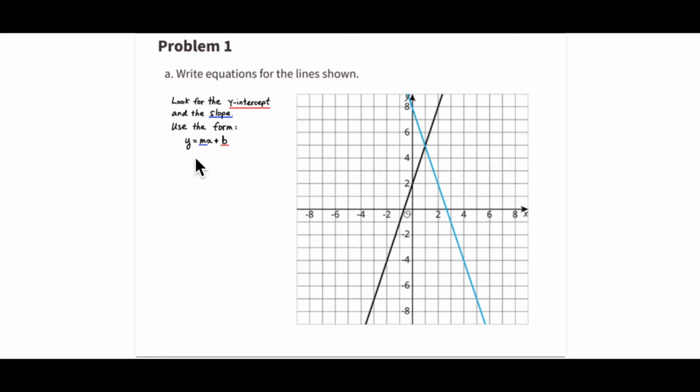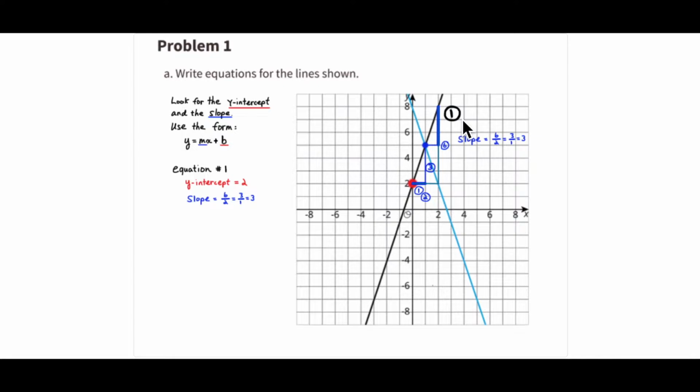This is called the slope-intercept form, where y equals mx plus b, m is the slope, and b is the y-intercept. So for equation number 1, which I'm going to call the black line equation or graph number 1, the y-intercept is 2. It's right here. And the slope is 3. So what that means is that for every unit along the x-axis, you go up 3 units along the y-axis. So it's 3 for every 1 unit along the x-axis.